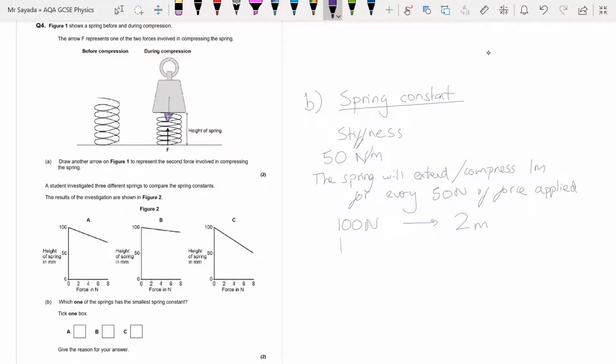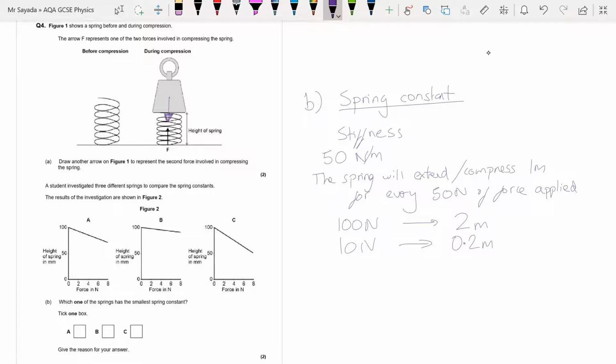What about if you were to apply 10 newtons of force? How much would that extend it? Say your answer to the video. Well, 10 newtons is 1/5 of 50 newtons. So what's 1/5 of 1 meter? 0.2 meters. So that's what spring constant is.